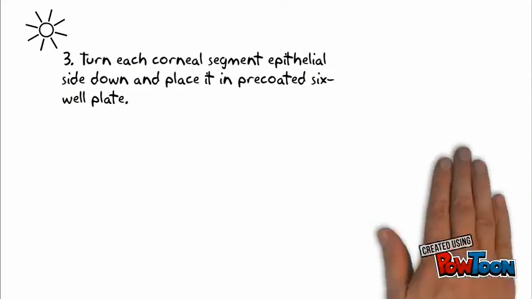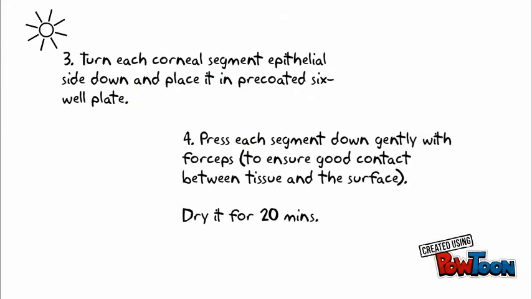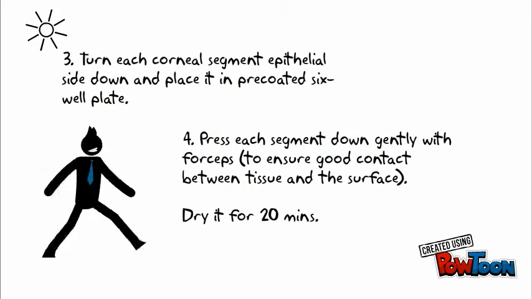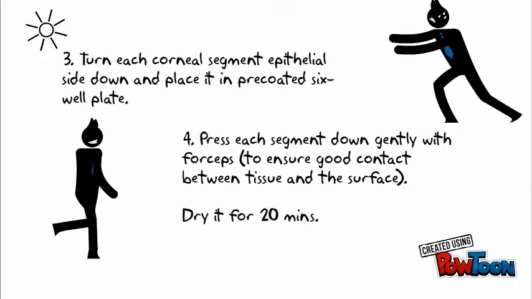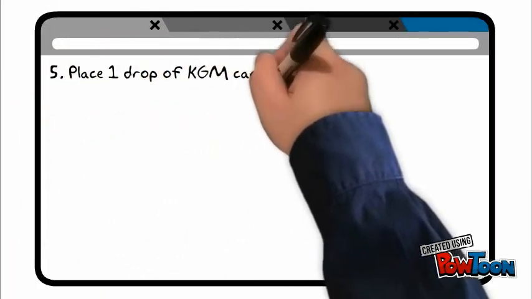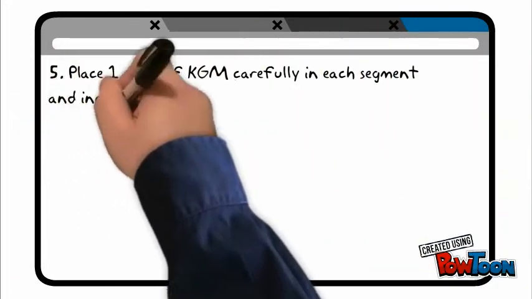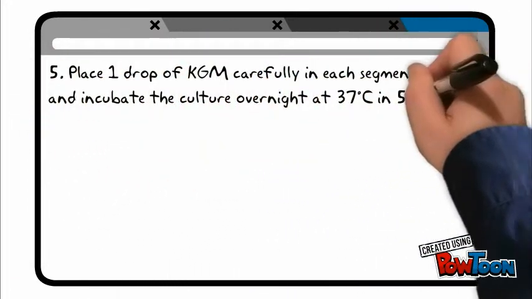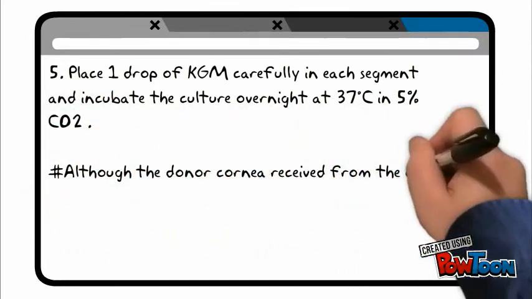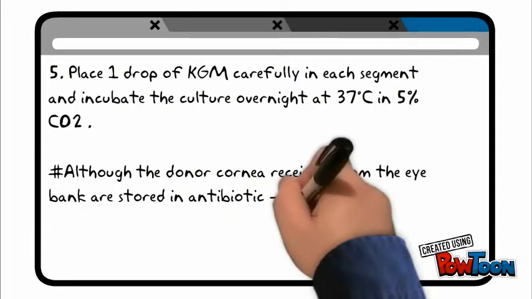Then, turn each cornea segment epithelial side down and place it in a pre-coated 6-well plate. Press each segment down gently with forceps to ensure good contact between the tissue and the surface. Then, place 1 drop of keratinocyte growth medium carefully on each segment and incubate the culture overnight at 37 degrees Celsius in 5% carbon dioxide.